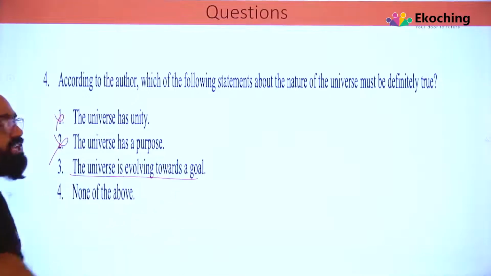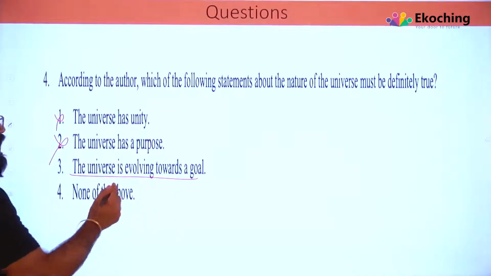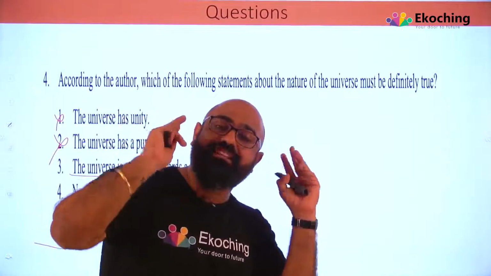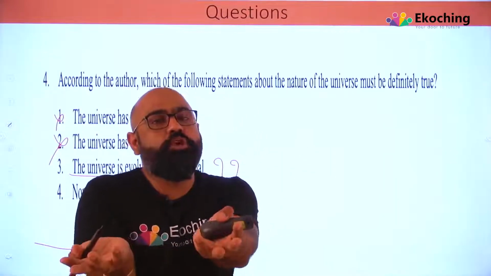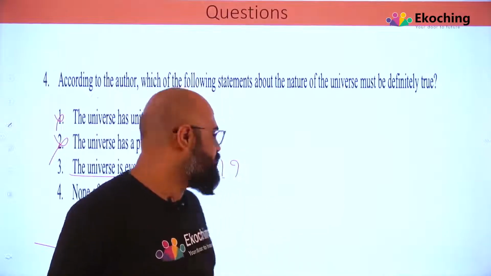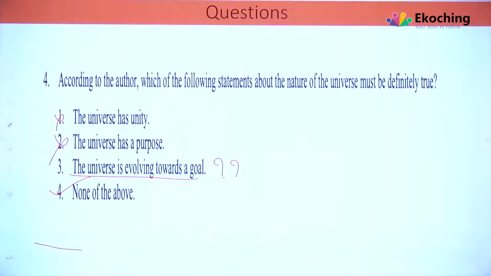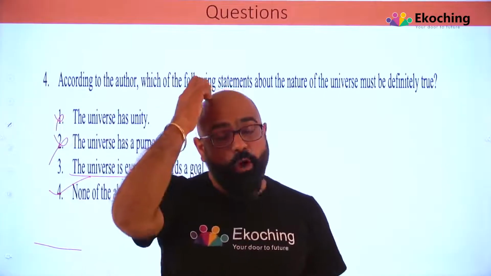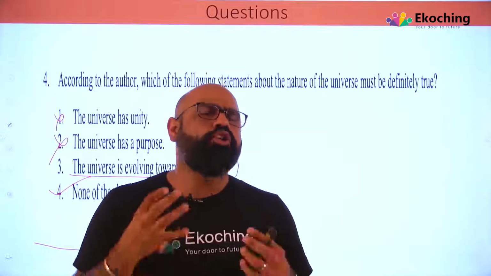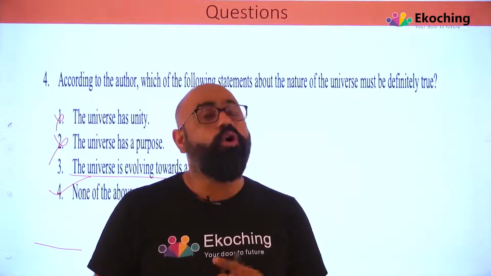The universe is evolving towards a goal. Again, that's a question mark, not given. Again, it was a question mark there also. Are we approaching towards a goal? Again, a question mark. These are the questions which we need to answer, and that's why the answer should be none of the above. I hope you guys are getting it after so many videos on, let's say, reading comprehension. You must be getting a little confidence to solve the questions.